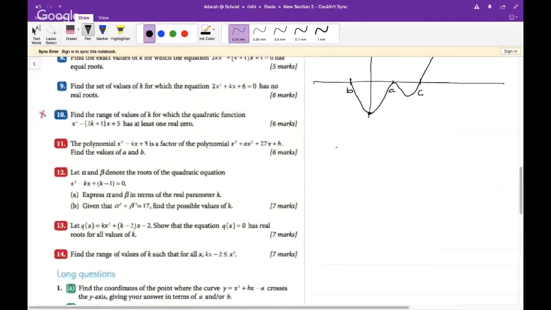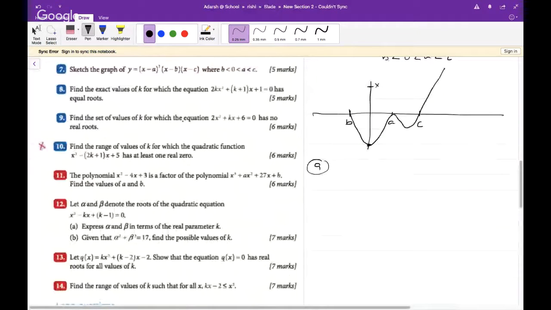Next, ninth, set of values of k where there are no real roots. So you have 2x square plus kx plus 6 equals to 0 has no real roots. No real roots meaning b square minus 4ac is less than 0.